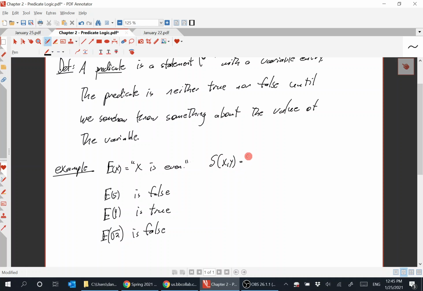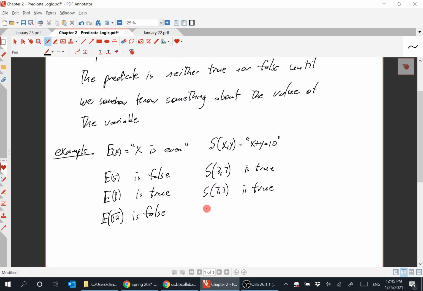Okay, so that's one example. Here's a two-variable predicate: x plus y equals 10. So for x=3, y=7, that's true. x=7, y=3 is true. x=4, y=4 is false, because 4 plus 4 is 8. Just because you have two variables doesn't mean they couldn't have the same value. So, two examples of predicates: a single-variable predicate and a double-variable predicate. This one is symmetric in x and y because addition is commutative. So x plus y is 10 if and only if y plus x is equal to 10. But such things don't have to be that way.